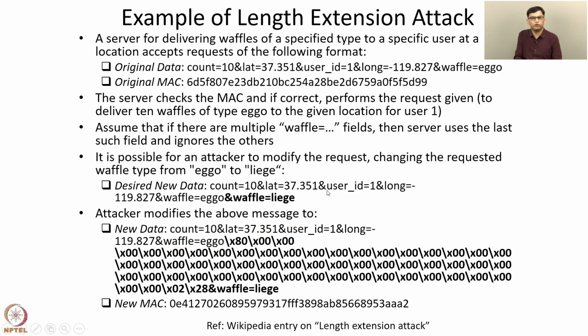So this is an example. Notice that the intruder had to first add the padding and then add the spurious bits. So the intruder is able to add these spurious bits at the end of the message, and the result is that the wrong type of waffles are sent to the customer. That is, instead of waffle equals ego, waffle equals LIG are sent to the customer. So the intruder is able to successfully modify the message and change its meaning. So this is an example of the length extension attack.